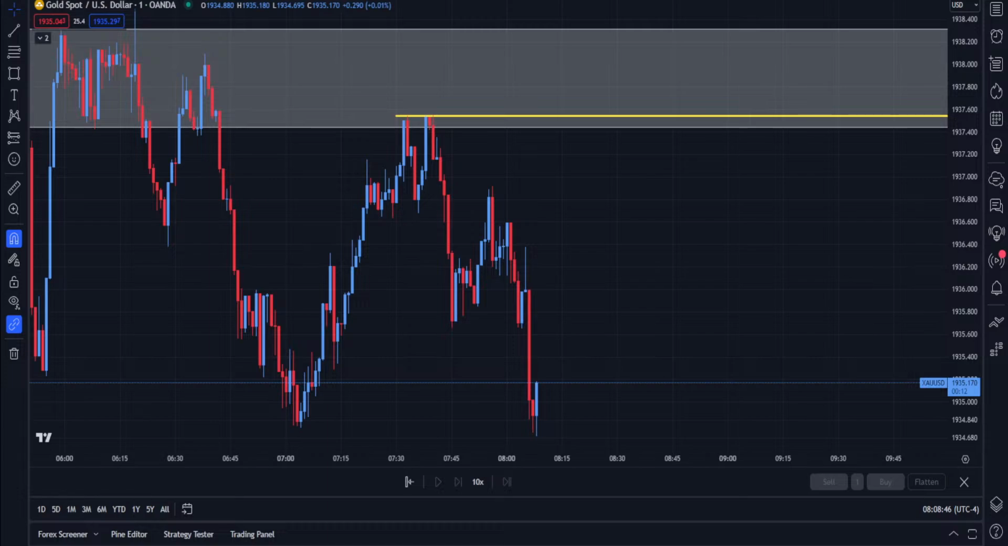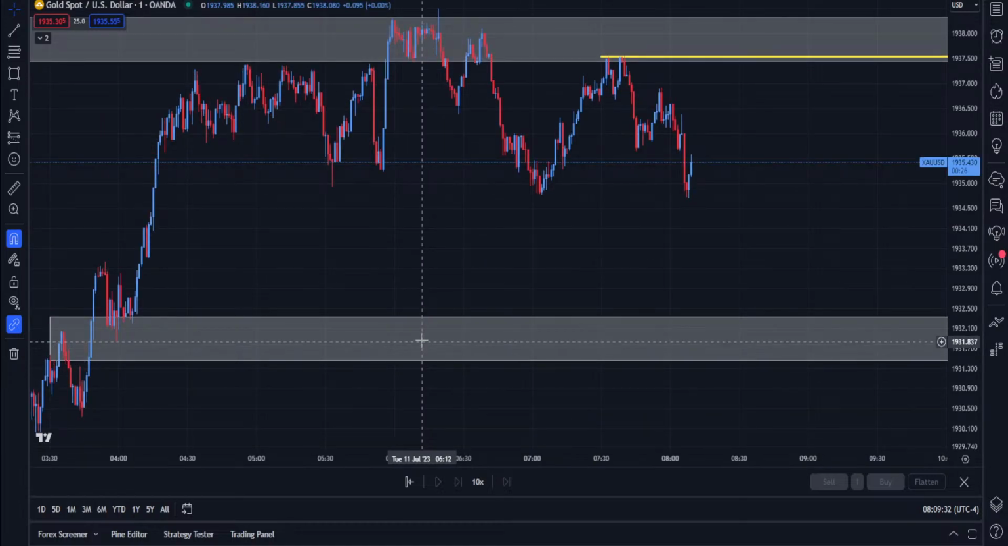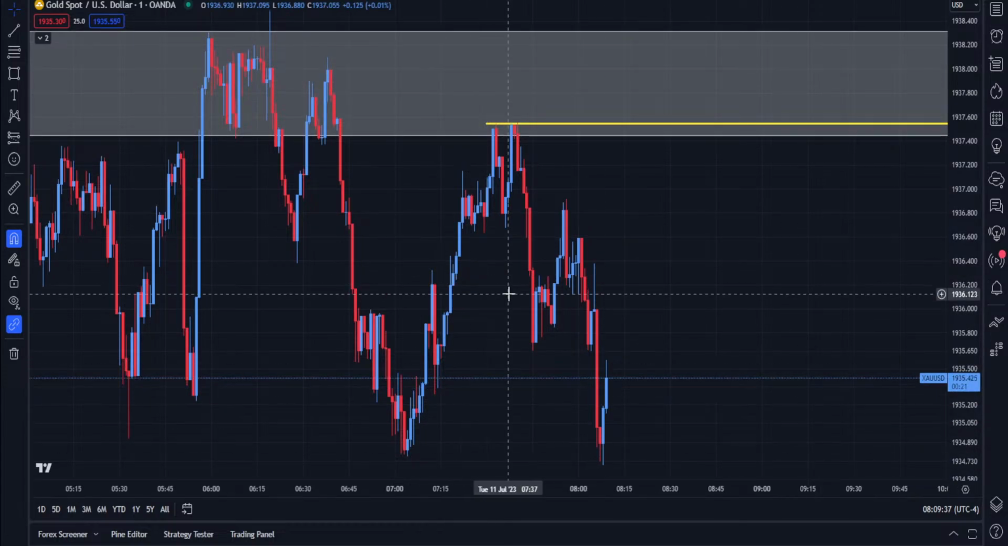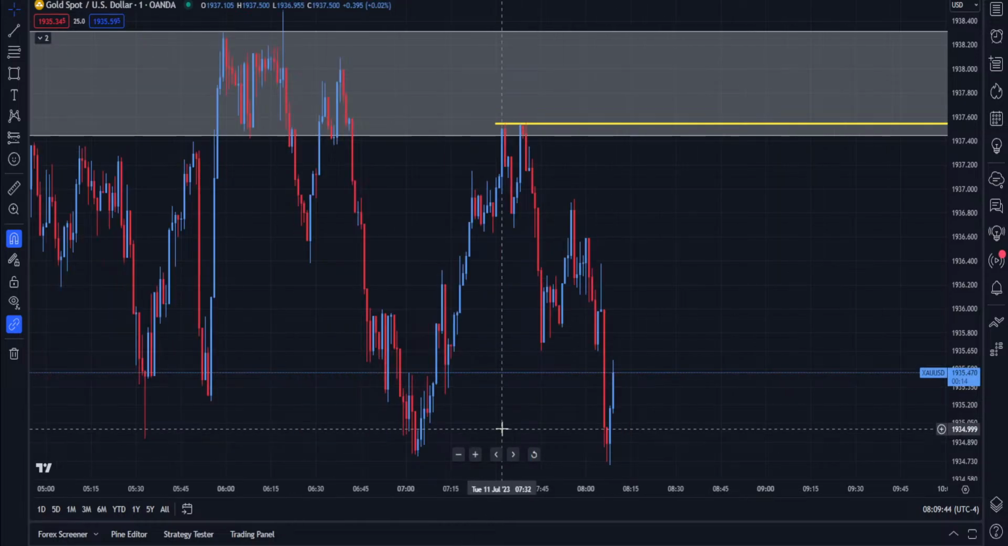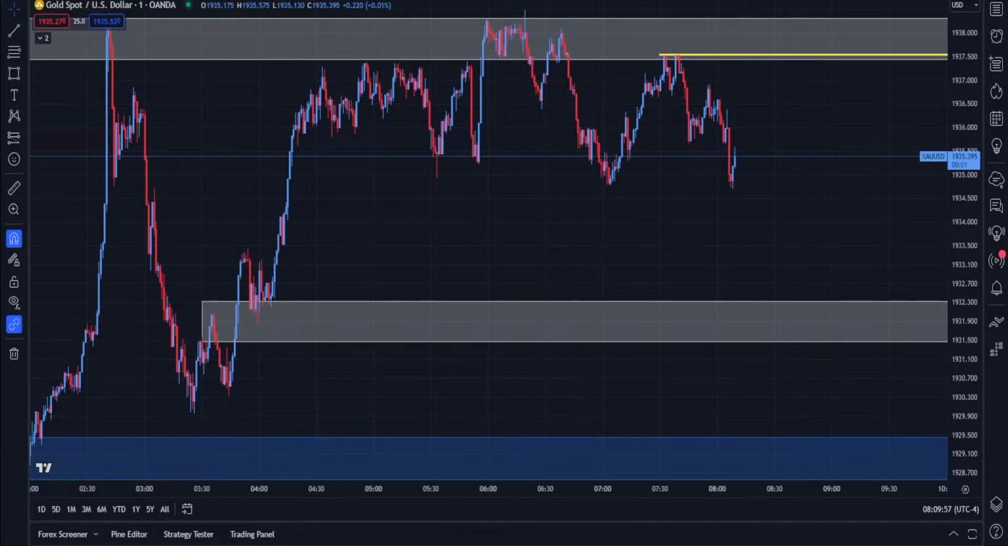I'm going to explain my idea behind my support and resistance in a little bit, but it's nothing important. I'll just wait a few more minutes and we can talk about everything you see on the chart.